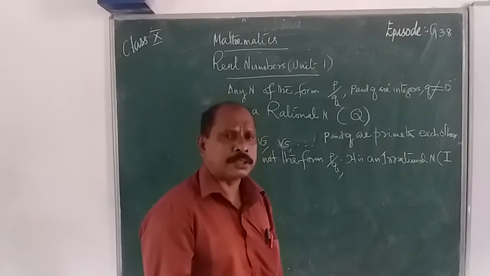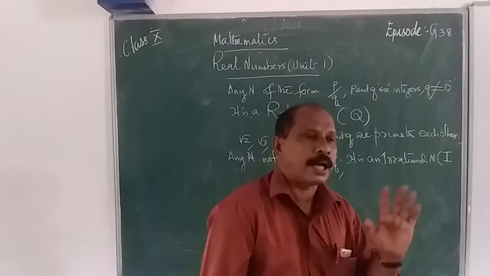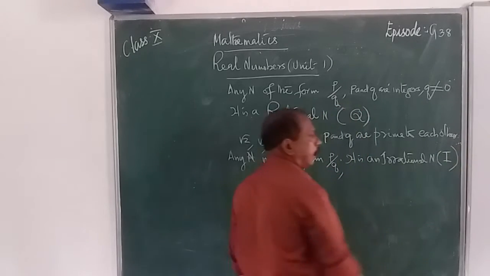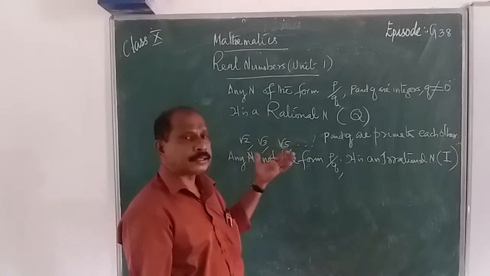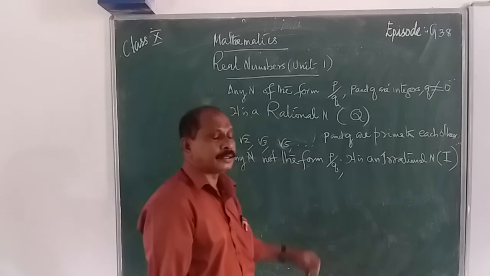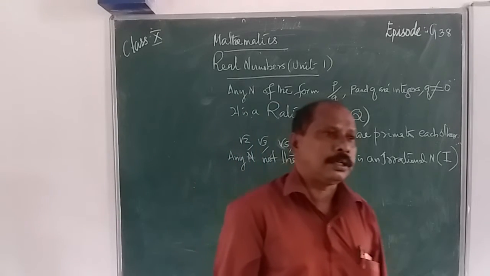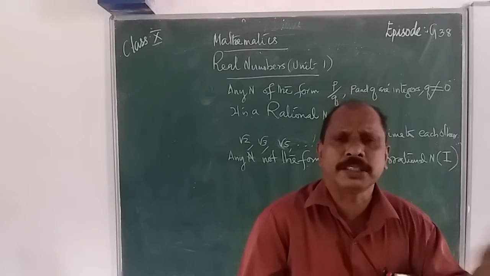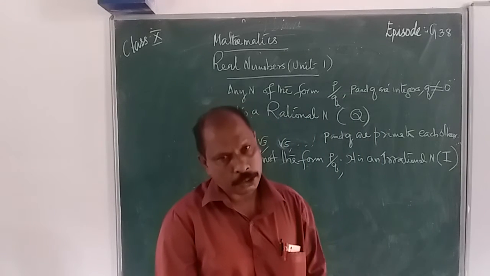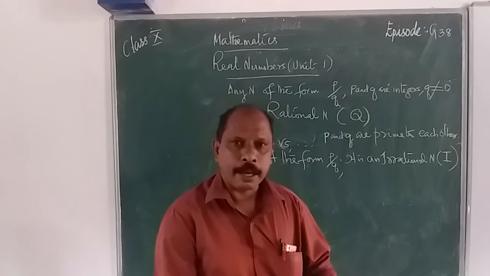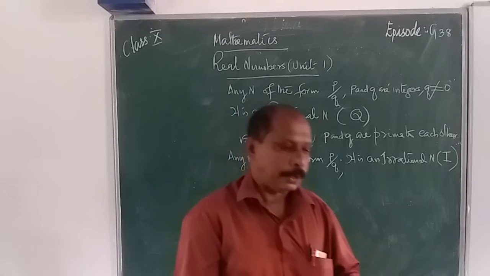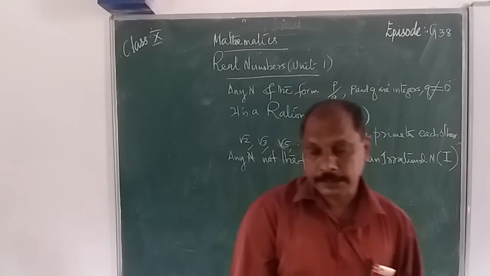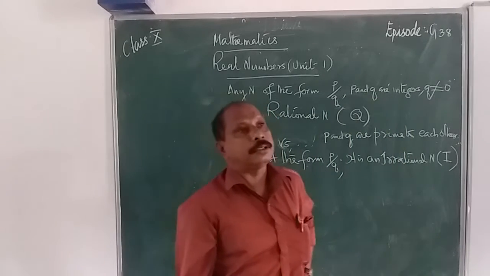Sometimes several students or teachers denote integers as I. That is not correct. Integers we denote by Z. I is an irrational number. Example: root 2, root 3, root 5, etc. We cannot express them in the form p by q. Root 2 can be written as root 2 by 1, but that is not p by q form. Therefore, the numbers are irrational numbers. The general notation for an irrational number is I.